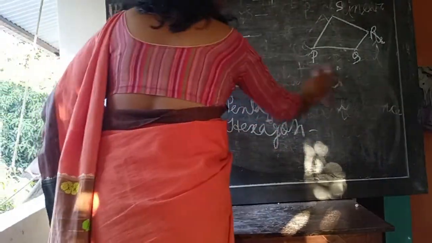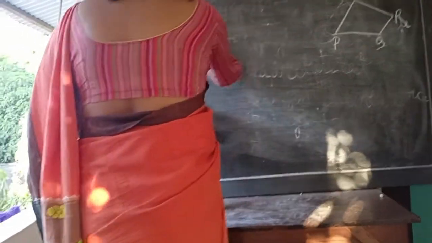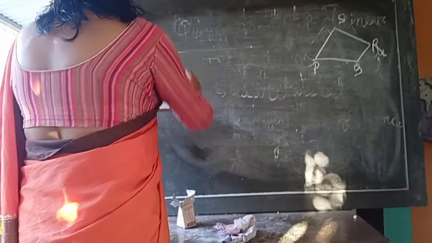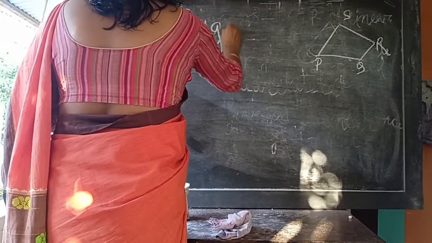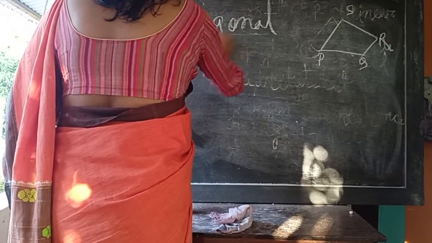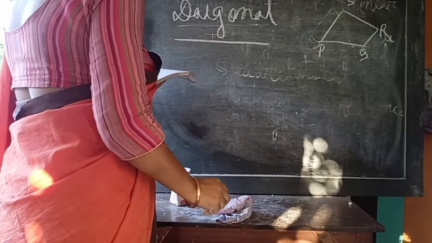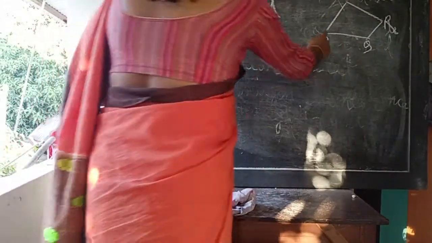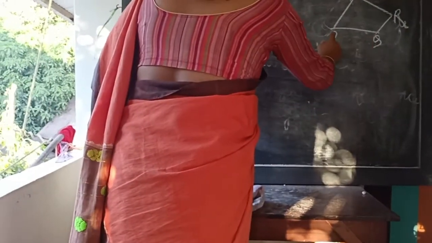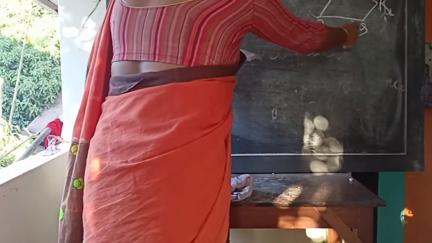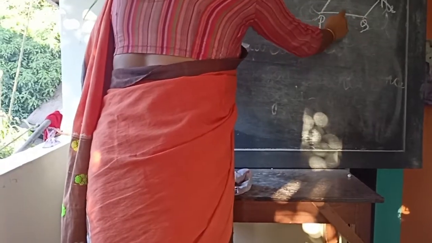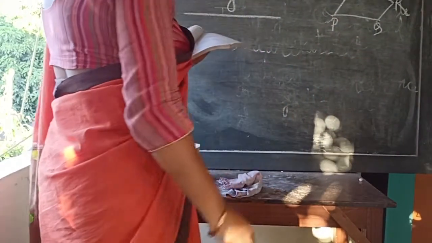Now see students, what is a diagonal? Diagonal. Suppose these are adjacent. P and Q have a common side. So P and Q are adjacent vertices.